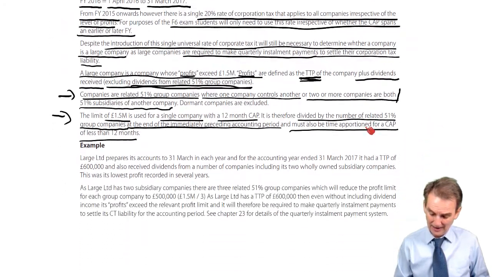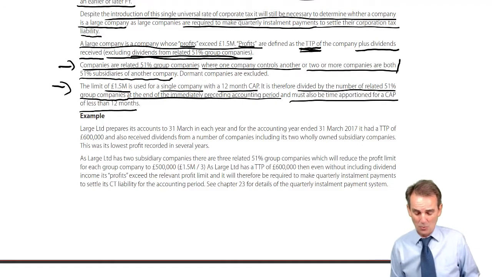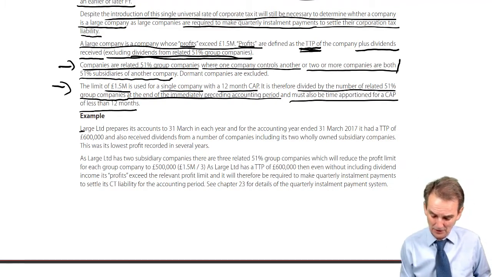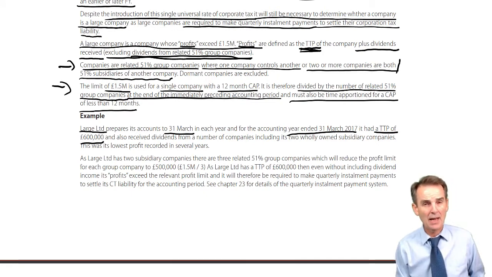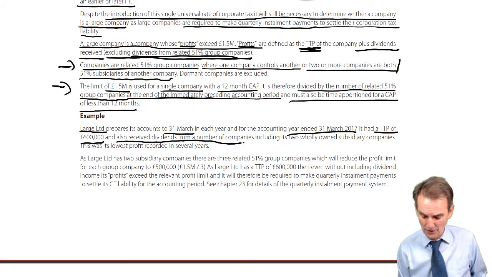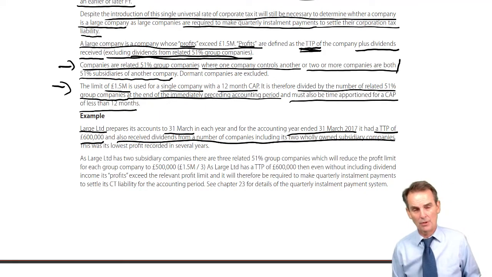Now again, just as an example there, one that I think you can indeed work through very quickly and easily for yourself, we've got Large Limited, accounts at 31st of March, year ended March 17, TTP 600,000. Remember, taxable total profit 600,000. It also received dividends from a number of companies, including its two wholly owned subsidiaries.